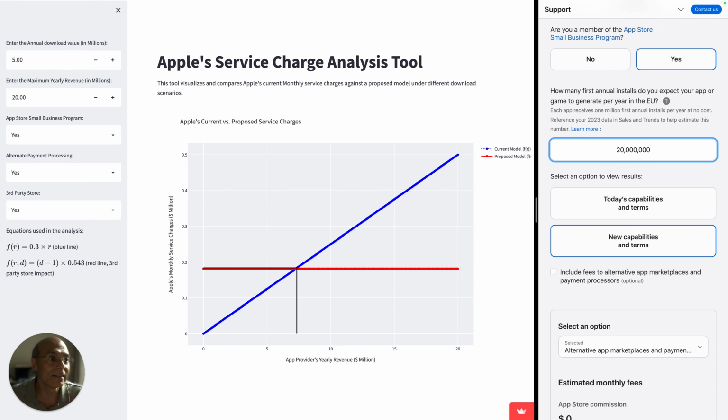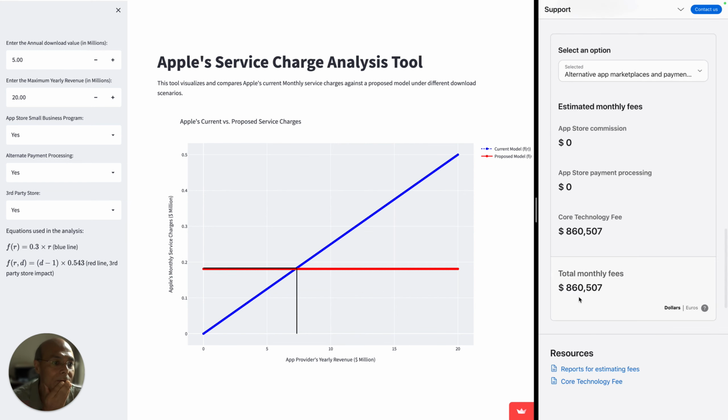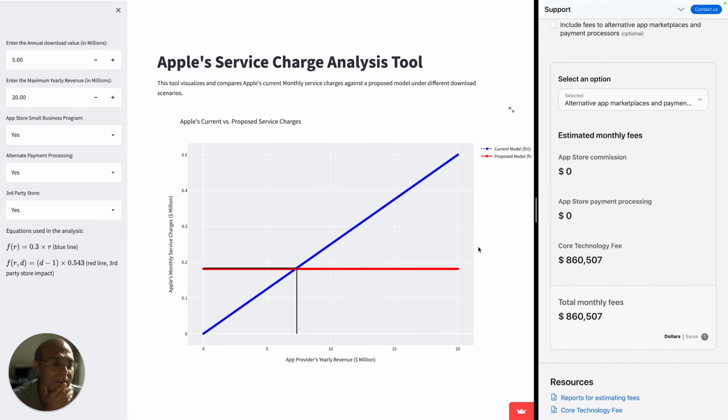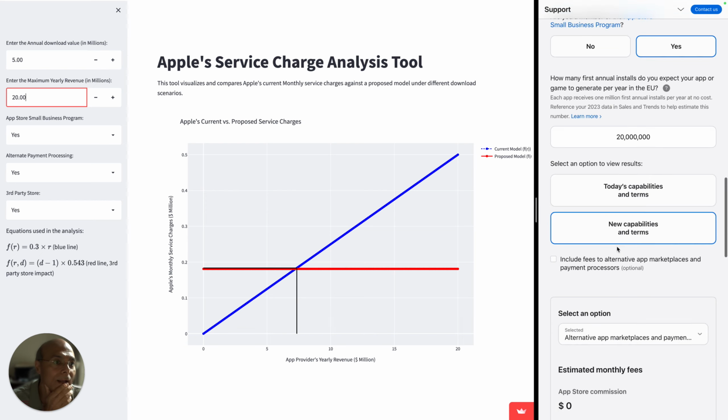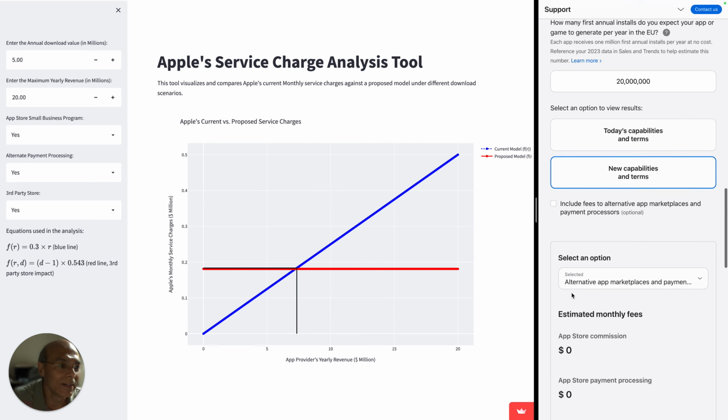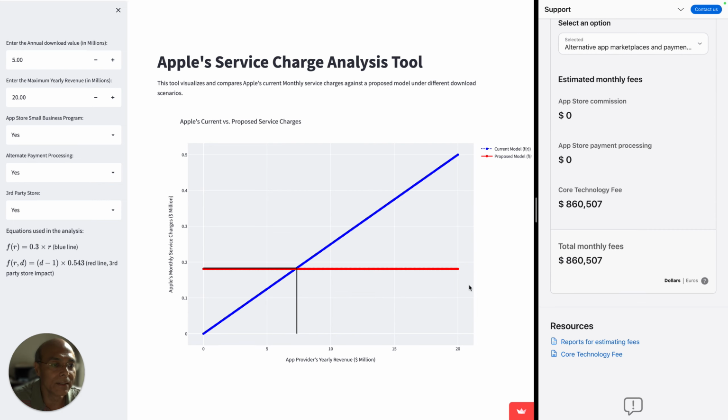That is the reason I did not like this tool. Did I do 20 million? Yes, I did 20 million. What is the revenue that I put? Oh, that is 10 million. So make it 20 million here, so as to do apples to apples, though it is not going to make much difference. So what is the number? 86050. Let's see whether it is 860.